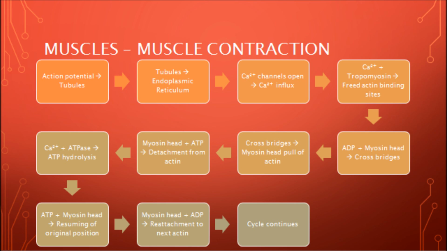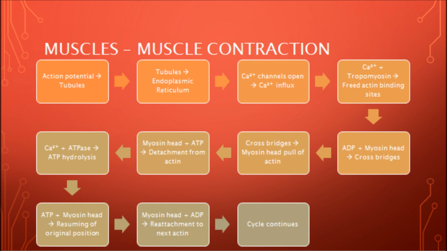The contraction starts off when the action potential from the motor neuron travels down through the transverse tubules which branch through the sarcoplasm. From here, the potential stimulates the release of calcium ions into the sarcoplasm through the calcium channels. The calcium ions bind to the tropomyosin, freeing the binding sites on the actin which were previously blocked.